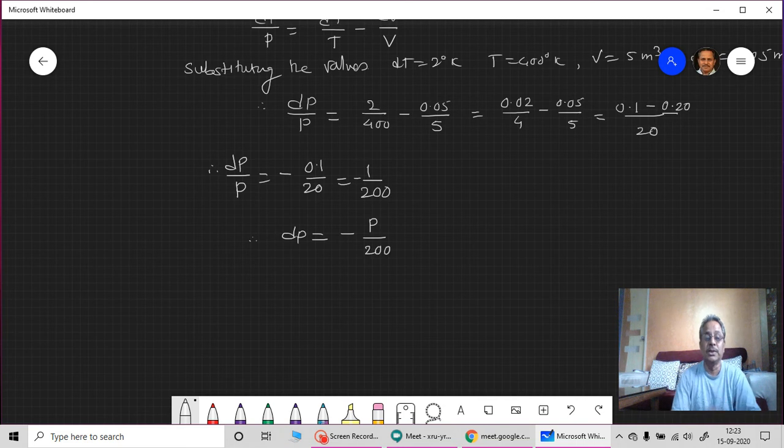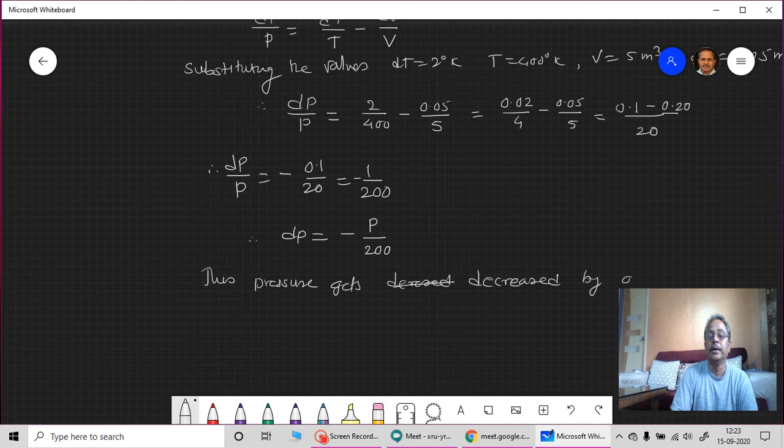So this pressure gets decreased, sorry, this spelling is wrong, decreased by a factor of minus 1 upon 200. So whatever the initial pressure, it will be decreased by that pressure divided by 200.